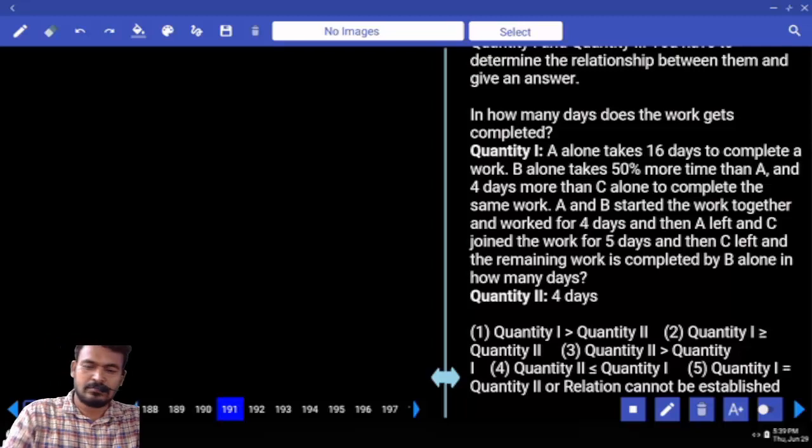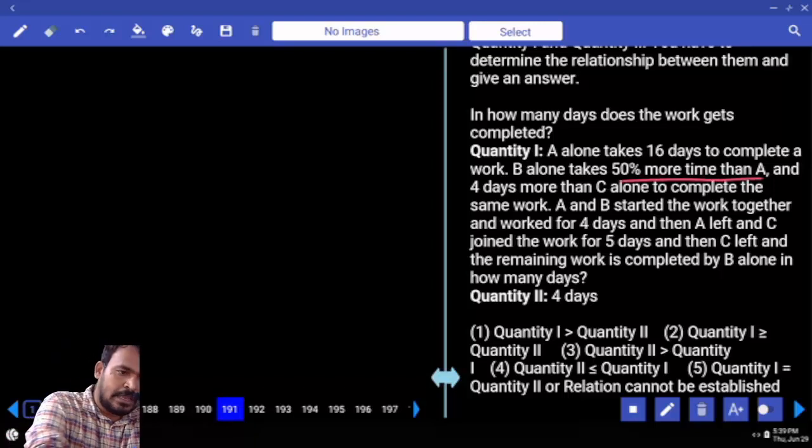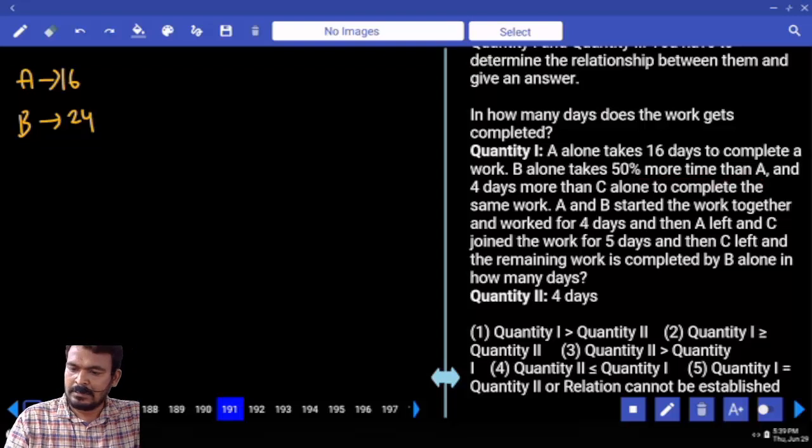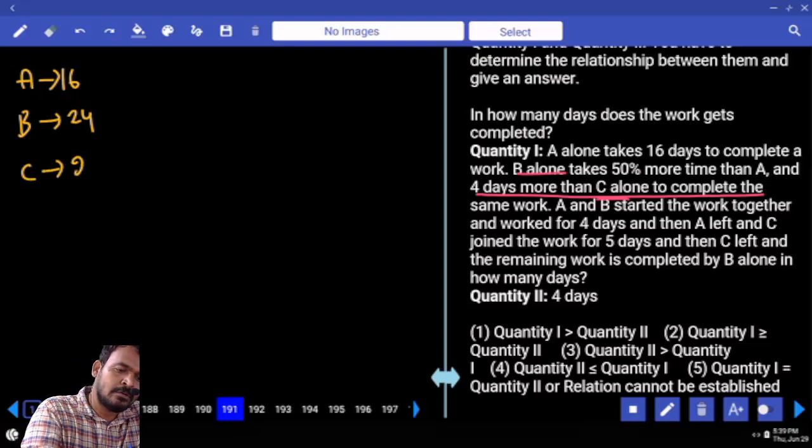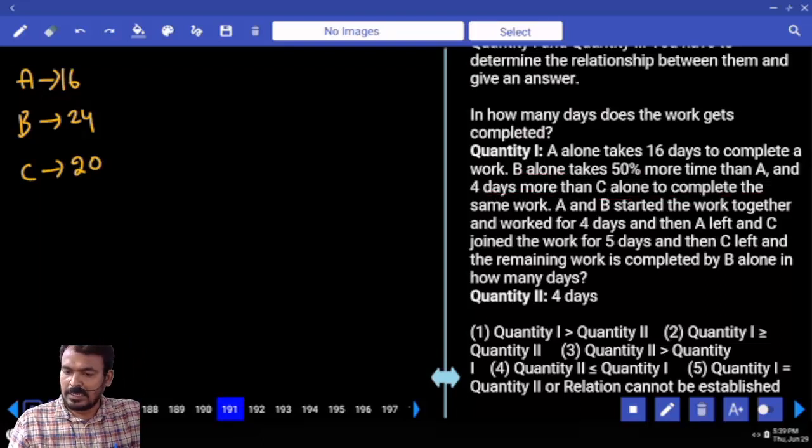A alone takes 16 days to complete a work, and B alone takes 50% more time than A. Already A's time is 16 days, then B's time is 24 days. Next, B takes 4 days more than C alone to complete the same work. Same work. So B compared to C is 4 days more, which means C is 20 days.